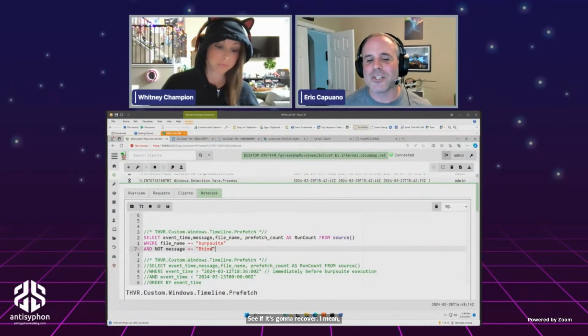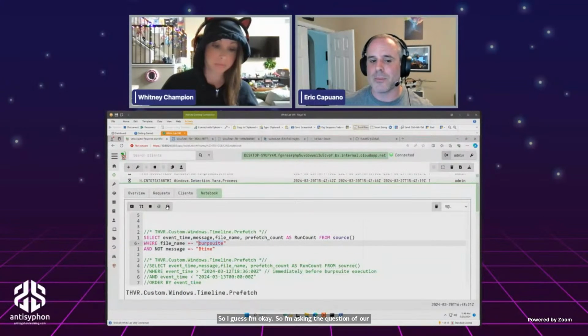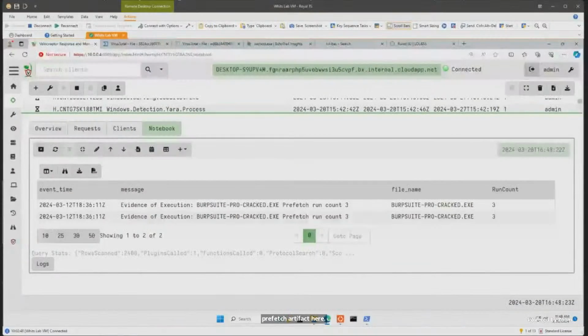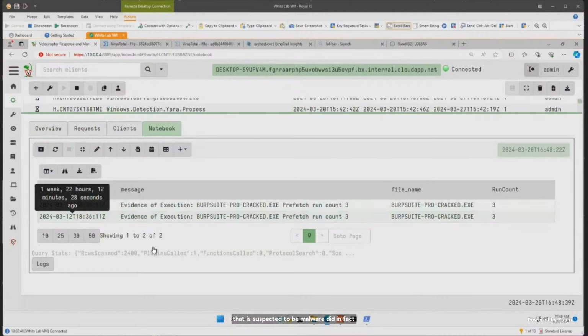So I'm asking the question of our Prefetch artifact here. Show me all of those evidence of execution artifacts where Burp Suite is found. And what it does is it brings back a specific moment in time. Here's where you see that execution of Burp Suite. So we know it did in fact run. The thing that is suspected to be malware did in fact run, right? We know exactly the moment that it ran. We can see it happened on 3/12, 18:36:11 Zulu, right? So this is UTC.